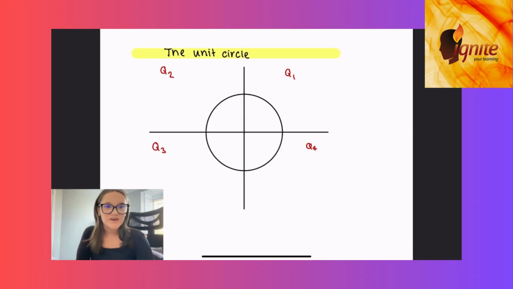Hey guys, so today's video is going to focus a little bit on what the unit circle is and how we can use the unit circle to answer any kind of trig questions that might pop up in the HSC. So our unit circle looks like this.